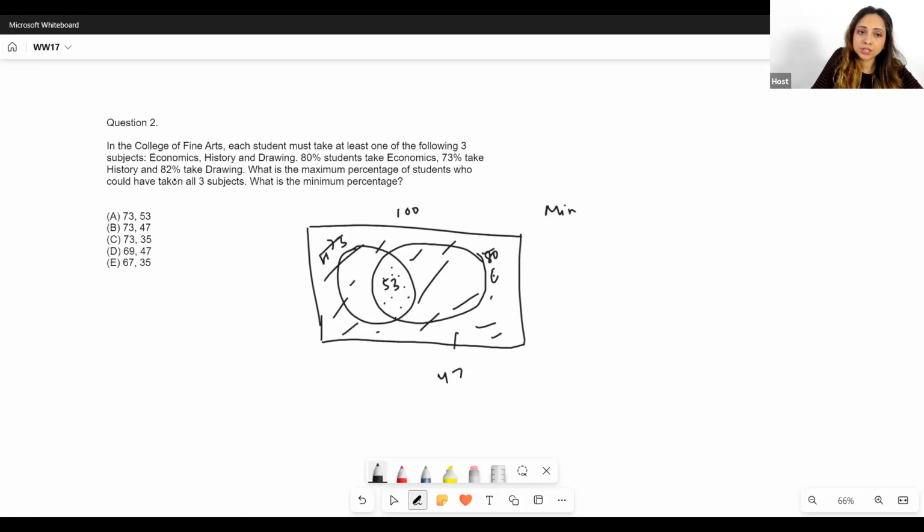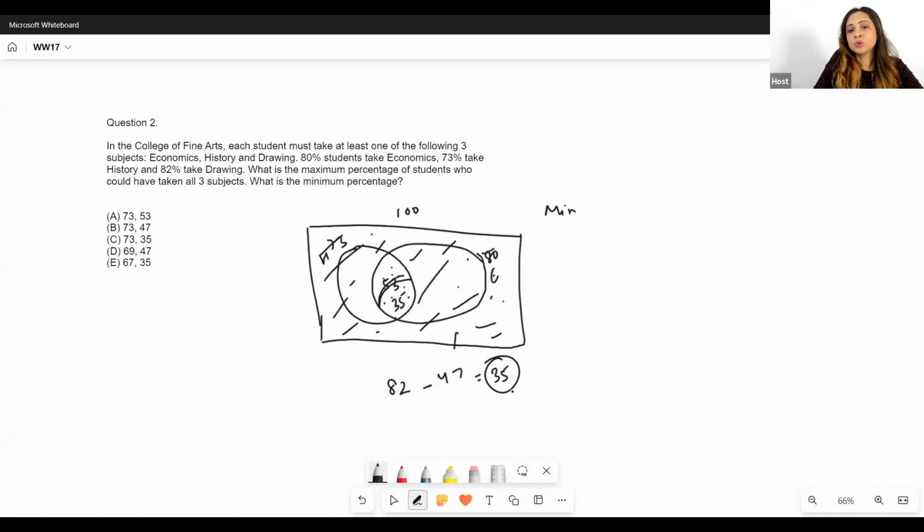So now I have to give away another 82 tickets. 82 take drawing. So out of those 82, I give first to these 47 people over here, right? Then what am I left with? I'm left with 35 of them. I still have 35 tickets to give away, right? 35 more people have to take drawing. There is no other way because totally 82 people have taken drawing. So then there will be this overlap of 35 on this particular area that we wanted to protect.